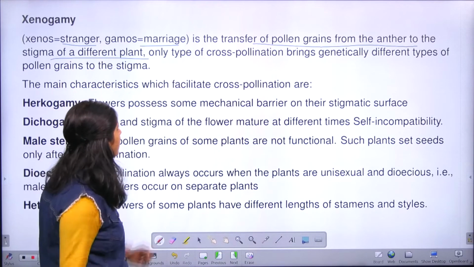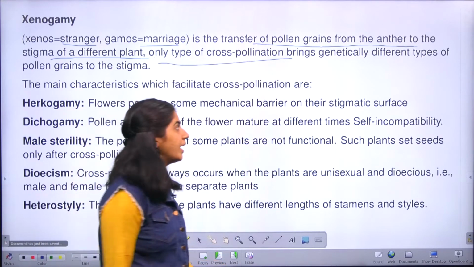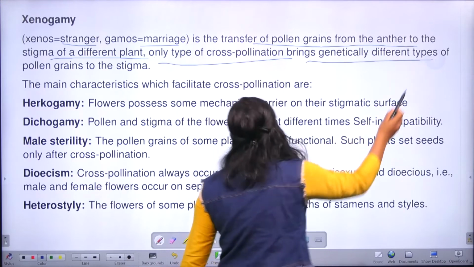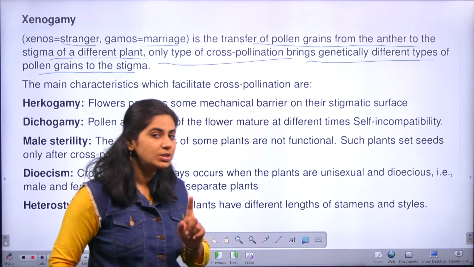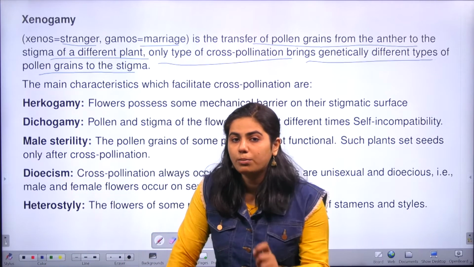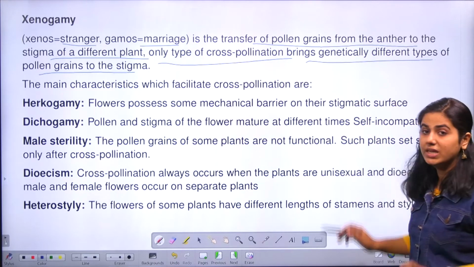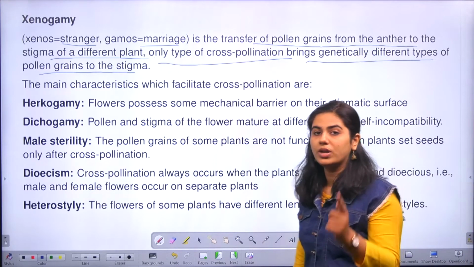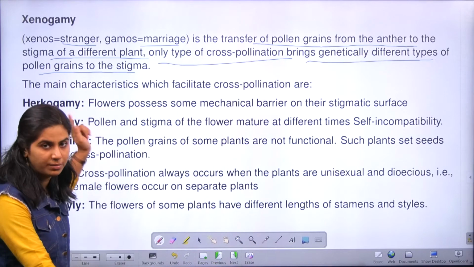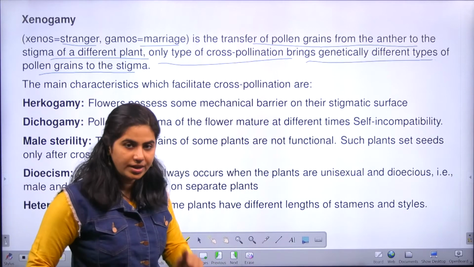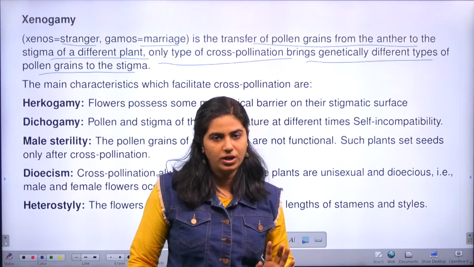And see what's written here. Only type of cross pollination which brings genetically different type of pollen grains to the stigma. This was our question, right? Which form of pollination brings genetically different types of pollen grains to stigma? And the correct answer will be Xenogamy, because it never undergoes self-pollination, they always undergo cross-pollination.